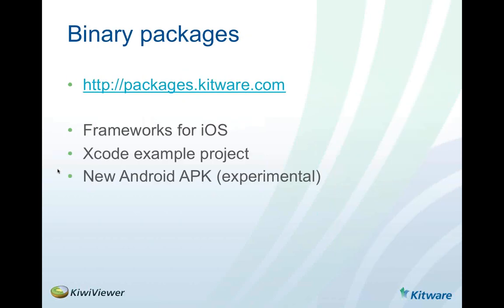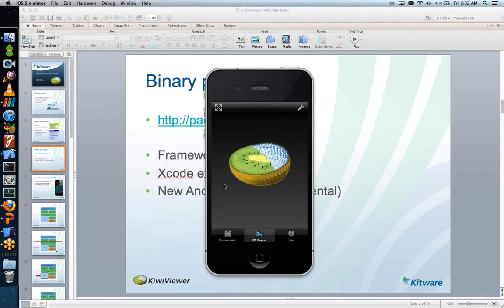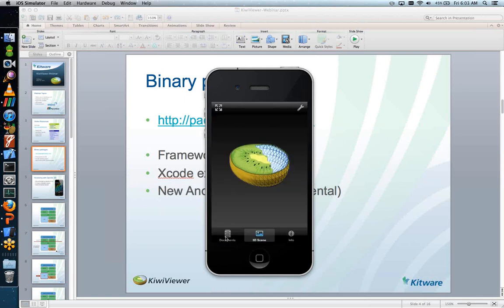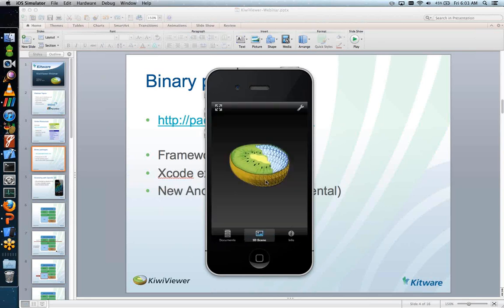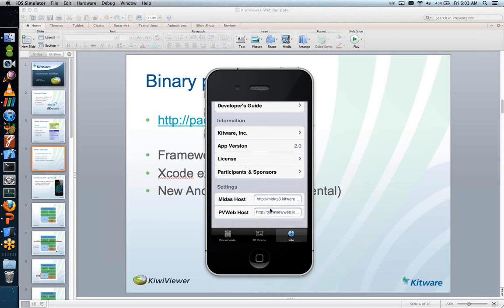So now I'm going to switch and show you some demos here. For the webinar today, I'm going to be using the iPhone simulator. So here is KiwiViewer running in the simulator. I'll press the home screen so you can see what that looks like. And so you can launch KiwiViewer, and the default screen is the Documents tab. So KiwiViewer 2 is a tabbed application, and you have the Documents tab, then the 3D scene, which has a toolbar at the top, and then the info tab, which has some links to our help documentation, and there's also some settings which control some of the features in KiwiViewer.